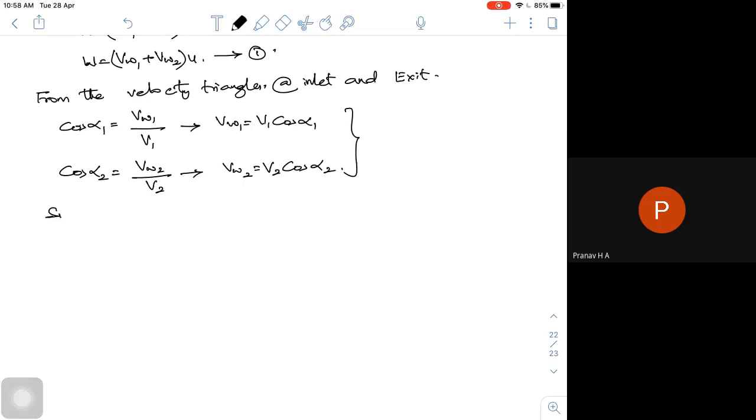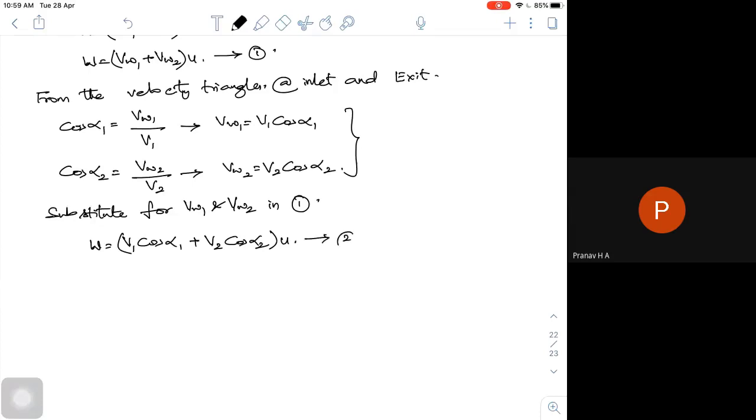Now substitute VW1 and VW2 in equation 1. If I substitute, what I am going to get is W is equal to V1 cos alpha 1 plus V2 cos alpha 2, into U. Let me call this equation number 2.